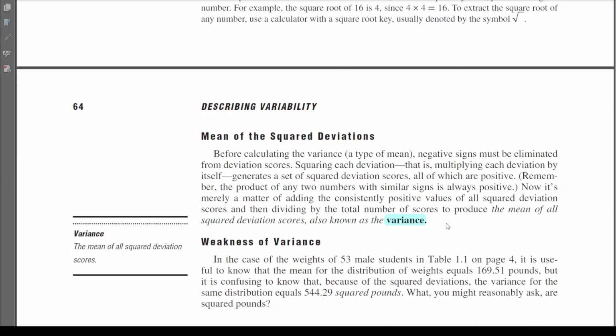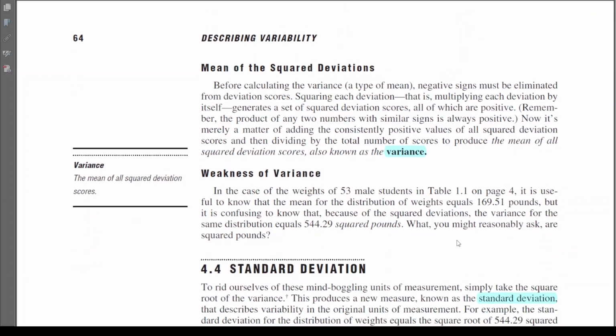So when we sum up all the squared deviations and divide it by the number of observations, we get a metric which is known as variance. Now, variance also has some weaknesses. What is that? Since we have squared the deviation scores, we have also squared the units as a result.